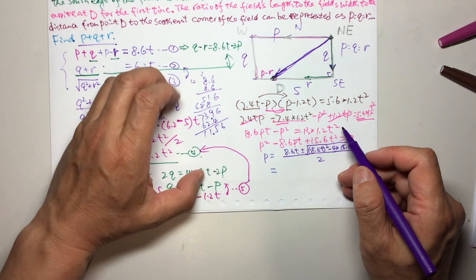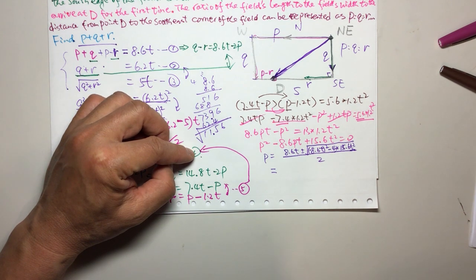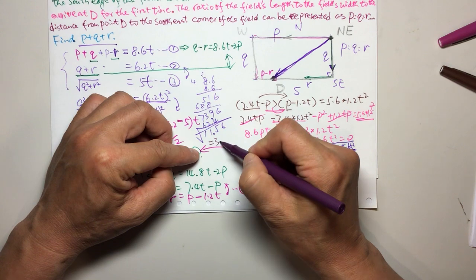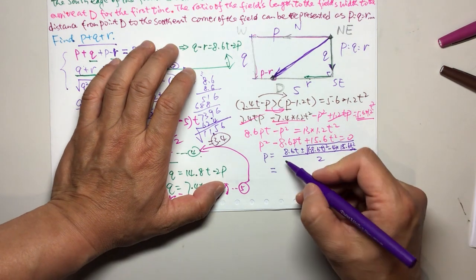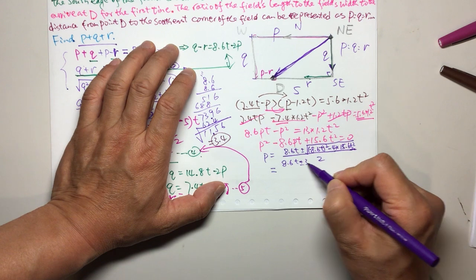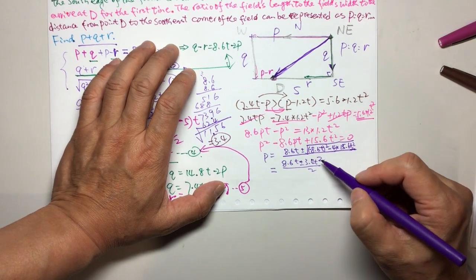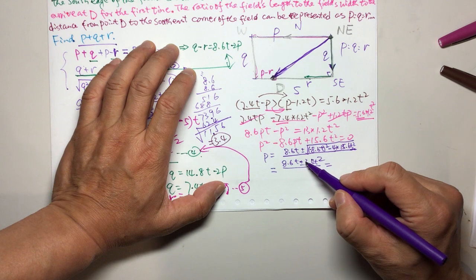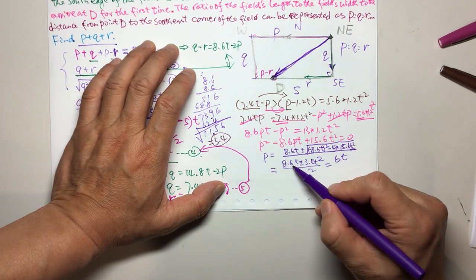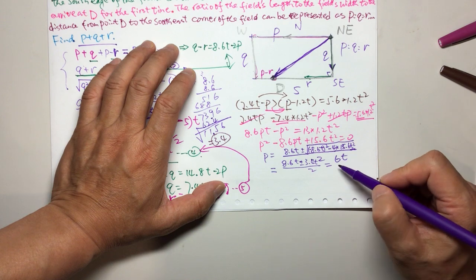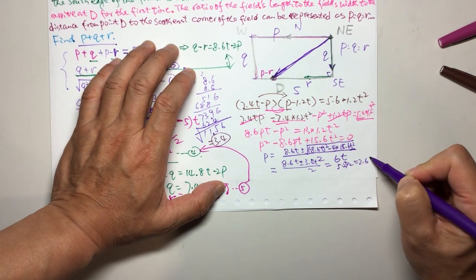Now we take the square root of 11.56, and I just remember that equals 3.4, right? So we've got P equals 8.6T plus or minus 3.4T over 2. First we use the plus: that's 12T over 2, so P is 6T. If we use 8.6 minus 3.4, that's 5.2 divided by 2, that's 2.6T.